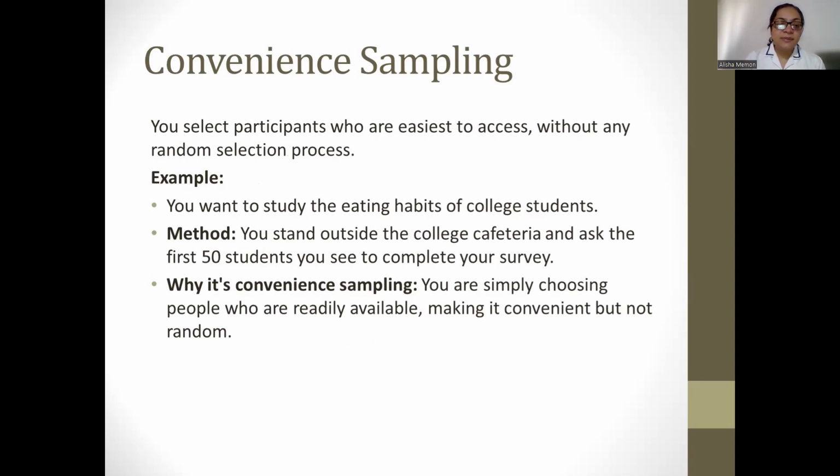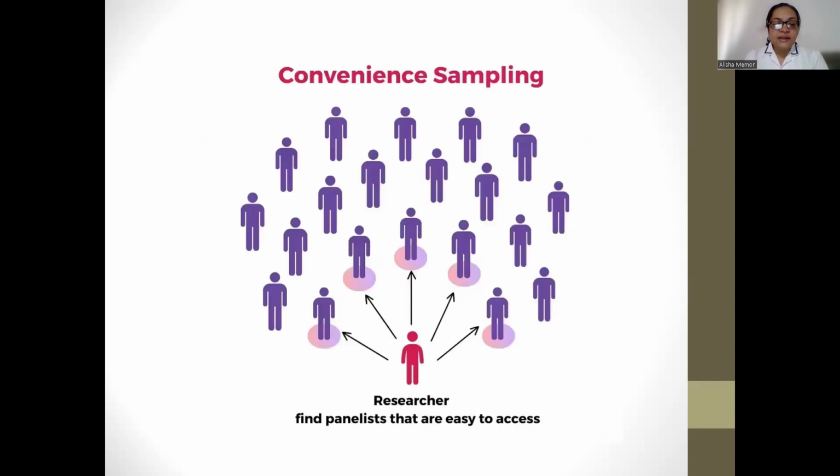So talking about convenience sampling, we use the samples who are at easier access to us. For example, if you want to study the eating habits of college students, you stand outside the college cafeteria and ask the first 50 students to complete the survey. So this is convenience sampling. Why is it known as convenience sampling? Because we're simply choosing people who are easily accessible or available to us, making it convenient, but it is not at all random. Here you can see that the researcher simply picks participants who are easily accessible to him or her.